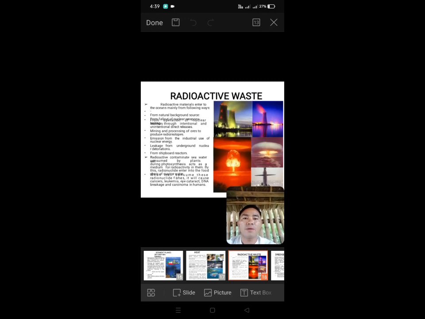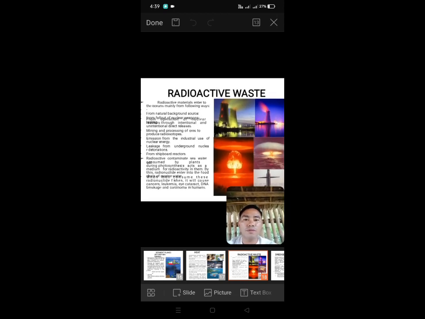Radioactive waste. Radioactive materials enter the ocean mainly from the following sources: natural background sources, intentional and unintentional direct release, mining and processing of ores to produce isotopes, emissions from the industrial use of nuclear energy, leakage from underground, nuclear detonations, and shipboard reactors. Radioactive contaminated seawater is consumed by plants, which during photosynthesis act as a medium for radioactivity in them.